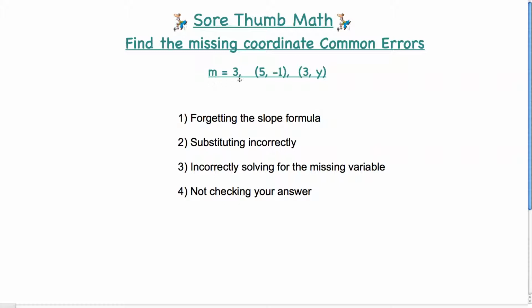When you're given the slope and 2 points where one of the points has a missing coordinate and you're asked to find that missing coordinate and you're having trouble finding the correct solution, check for the following things to make sure you didn't make one of these common errors.